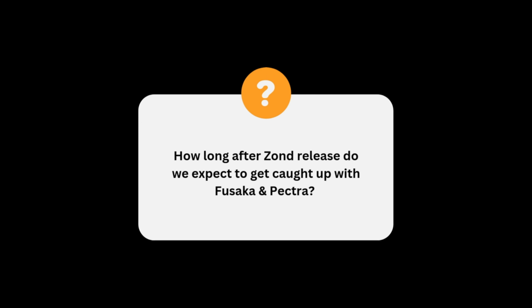The next one on here is not related, it's just about Zond release. How long after Zond release do we expect to be caught up with Fusaka and Pectra? For those viewing who are hearing those two names and wondering what those are, Fusaka and Pectra are just referring to recent Ethereum upgrades, one in the spring and then a recent one as of December 2025.